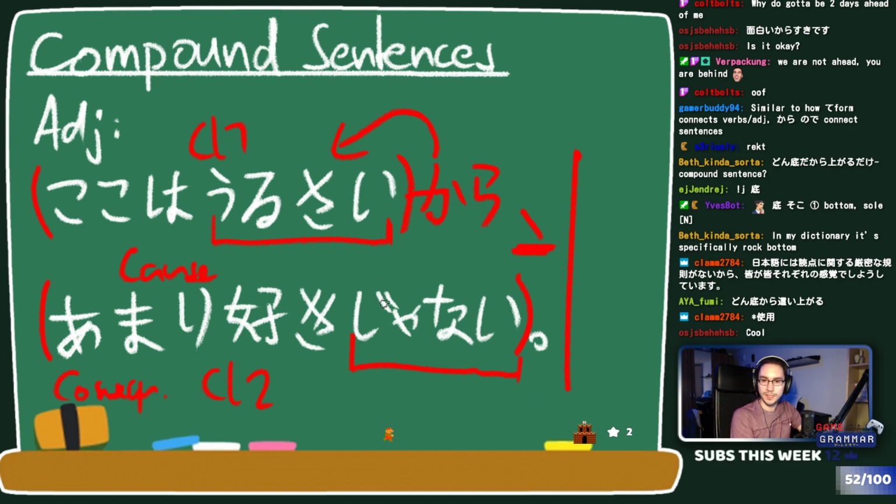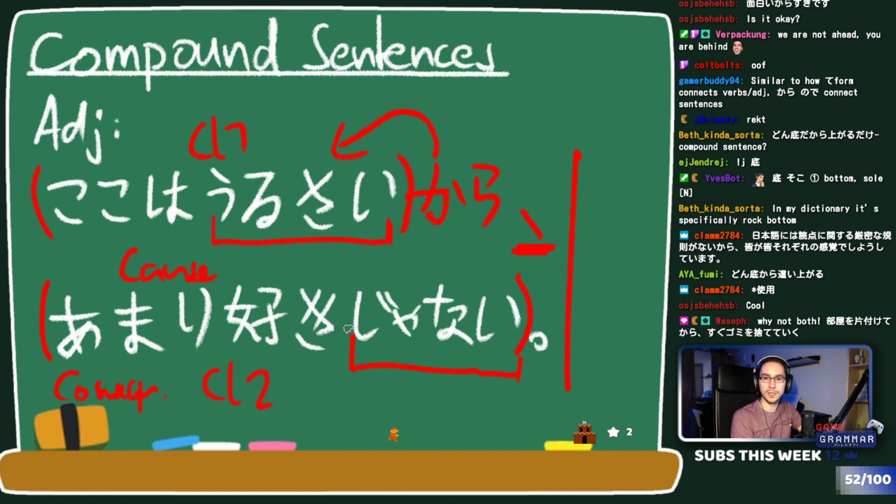日本語には接点に関する厳密な規則がないから、みんながそれぞれの感覚で使用しているでしょう。That's true. So in Japanese there aren't really those strict punctuation rules, so everyone's kind of doing it by feeling. That's because the comma came at a weird point where the comma was sort of imported, but not really integrated into the grammar that deeply. 部屋を片付けてから is something different we'll talk about in the future.